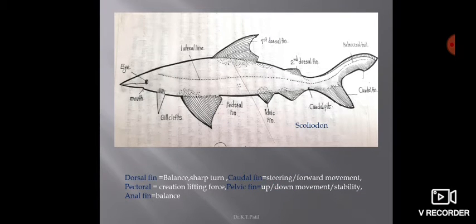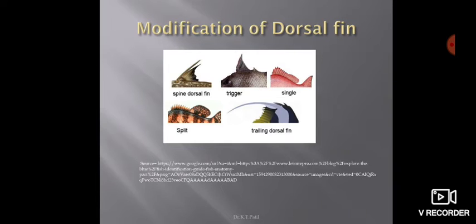Then these dorsal fins show some kinds of modification. See this picture: spine dorsal fin, trigger, single, trailing dorsal fin and split. So these different kinds of modification are found in the dorsal fin.